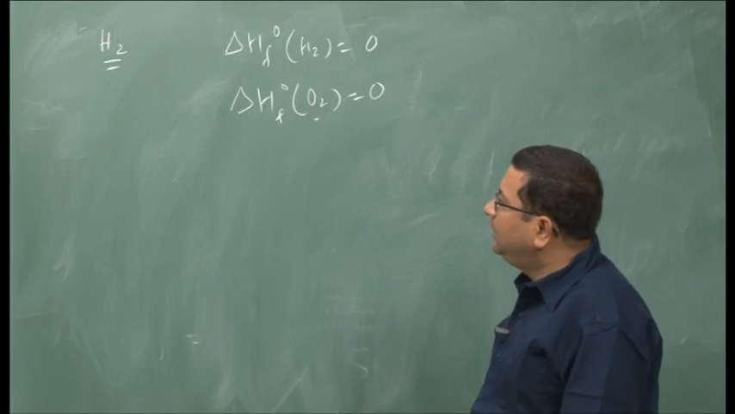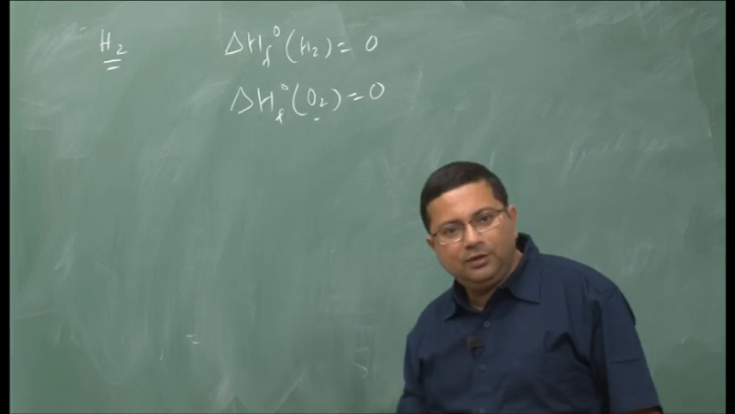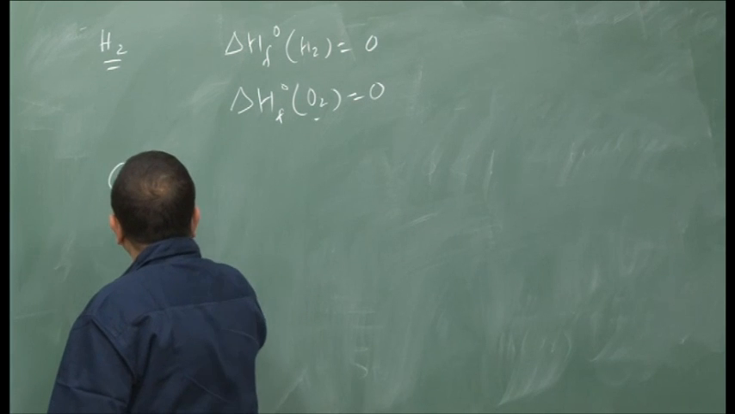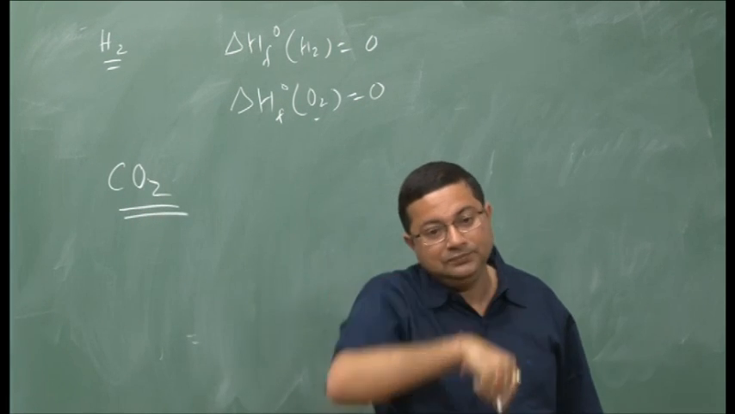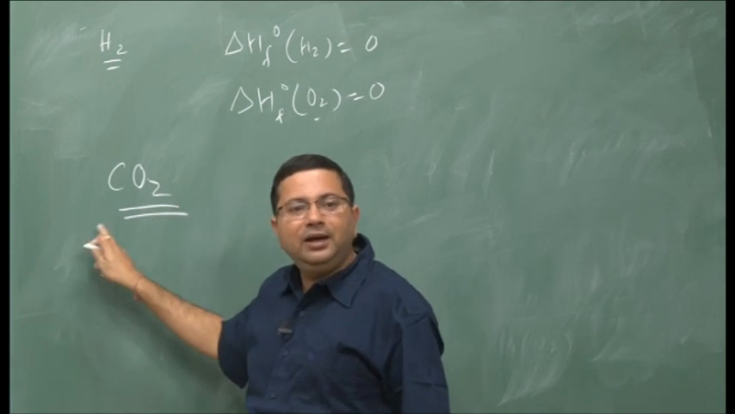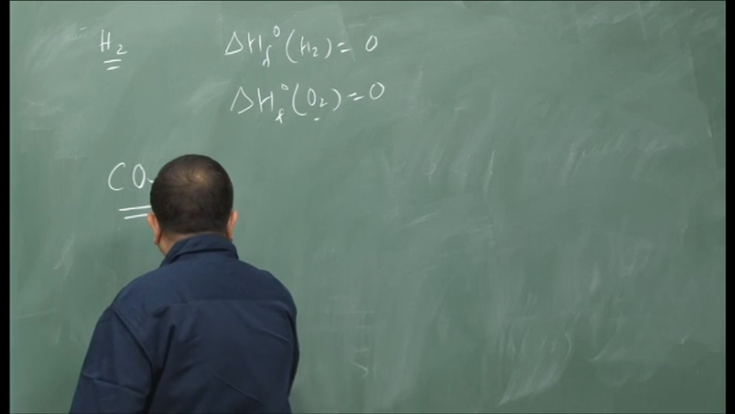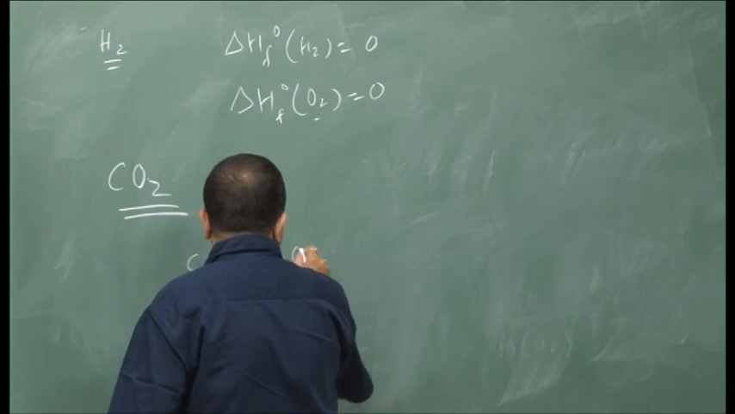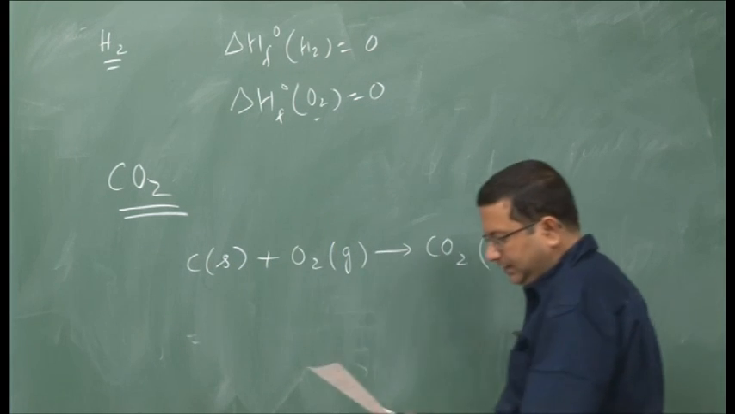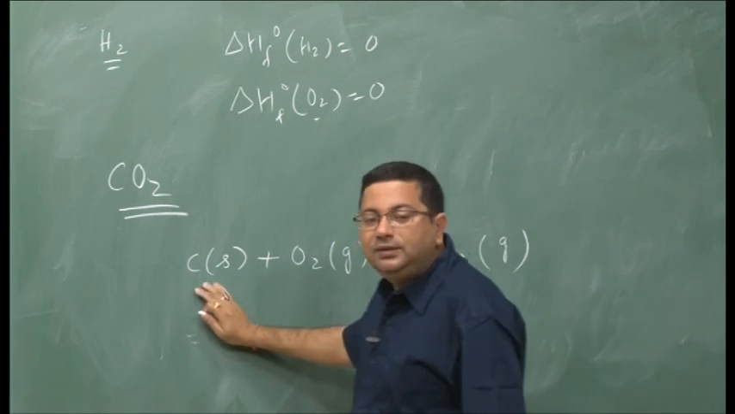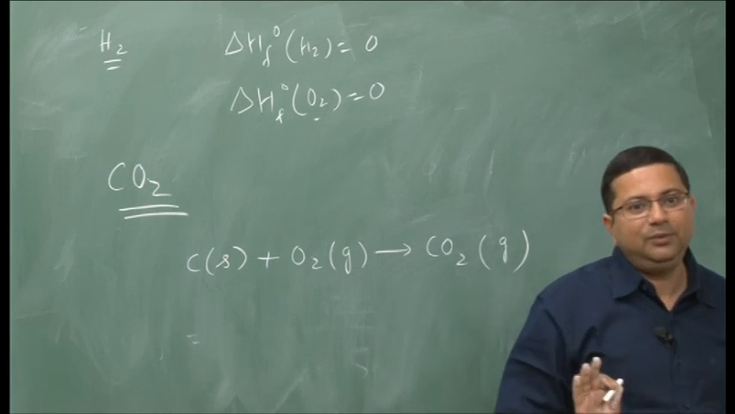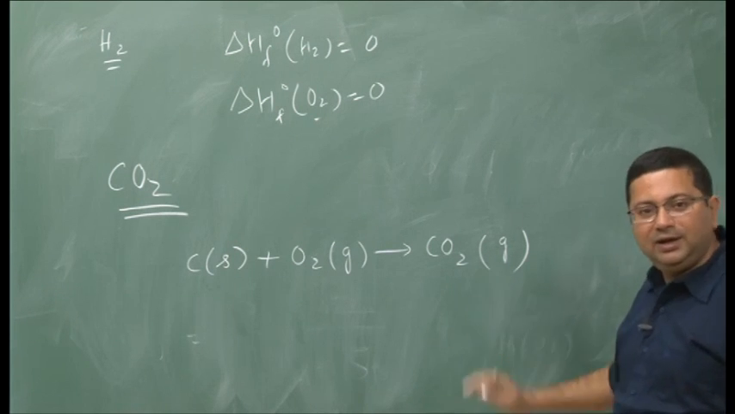Let us now look at how do we estimate heat of formation for a little complex molecule, not very complex. Let us look at carbon dioxide. What is the heat of formation of carbon dioxide? So, carbon dioxide, what are the elements here? Carbon and oxygen. So, carbon dioxide can be formed through this reaction. If you burn pure carbon in a pure oxygen environment, then you get carbon dioxide.